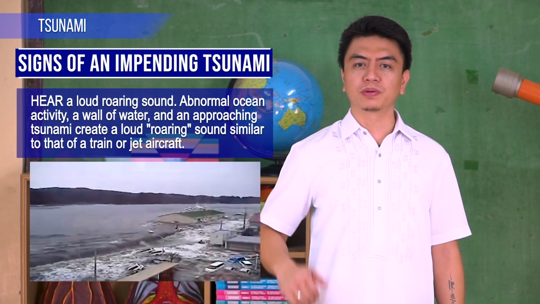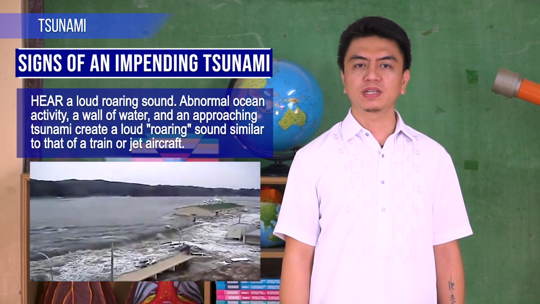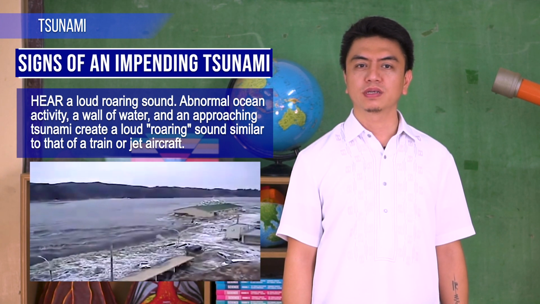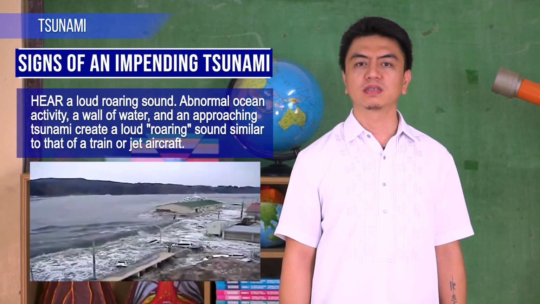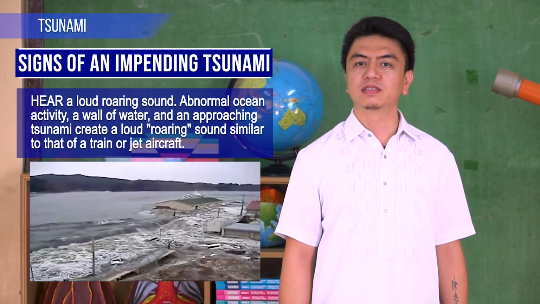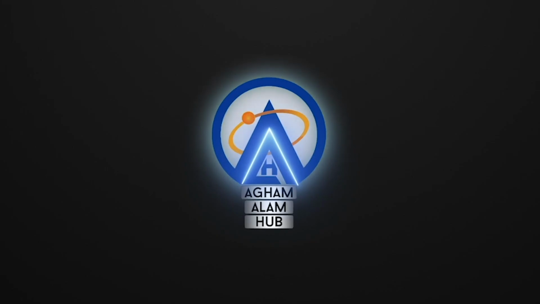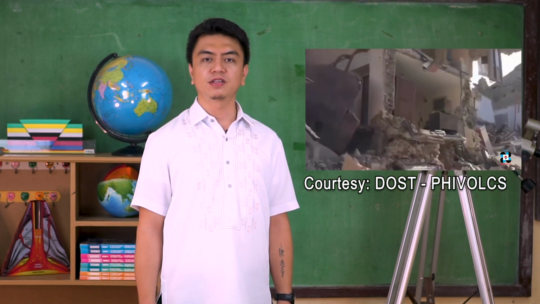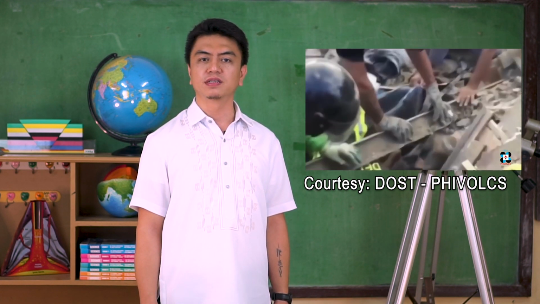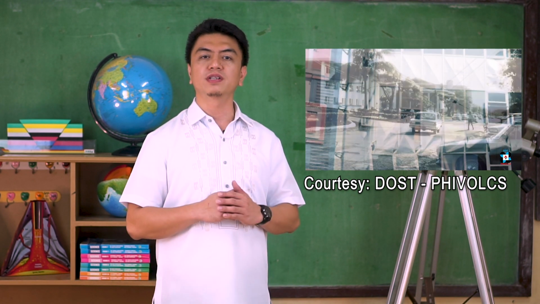Hear a loud roaring sound. Abnormal ocean activity, a wall of water, and an approaching tsunami creates a loud roaring sound, similar to that of a train or jet aircraft. We may not prevent an earthquake from happening, but understanding the different earthquake hazards can help us to become aware and prepared in case it occurs, thus reducing its destructive effects to properties and even our lives.